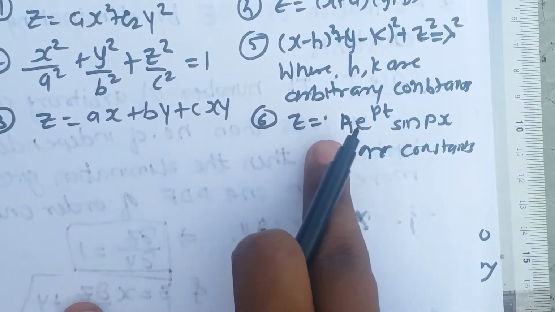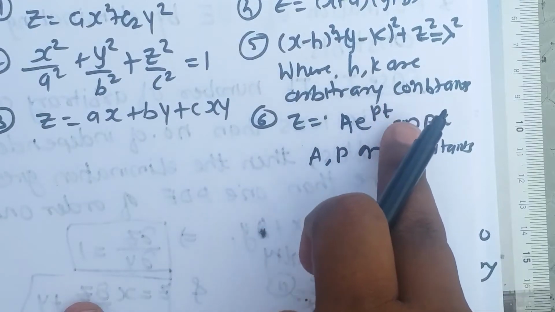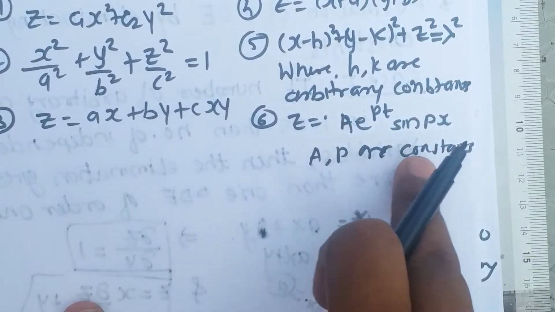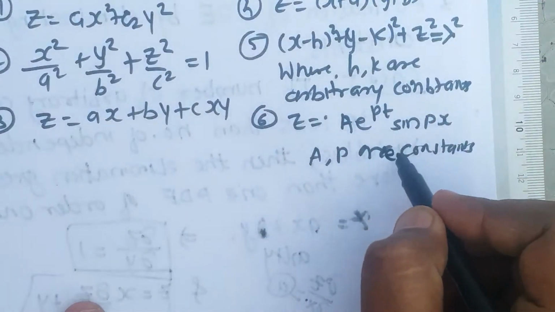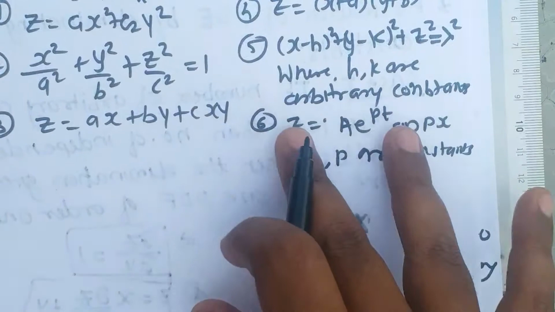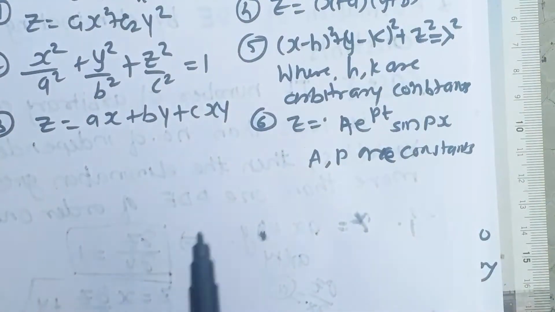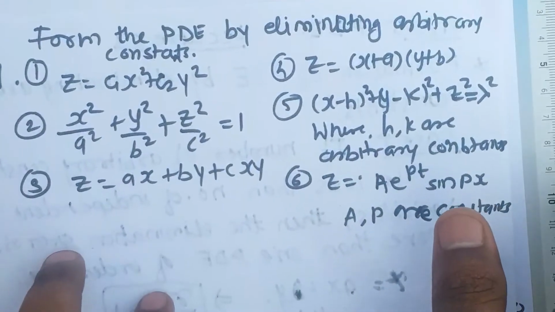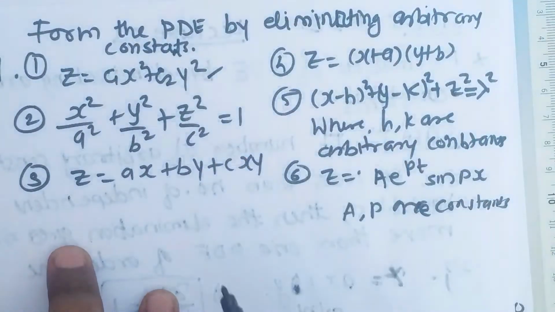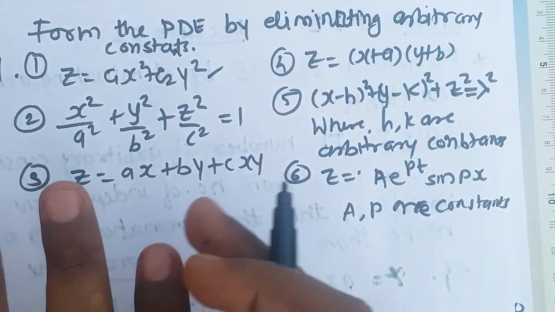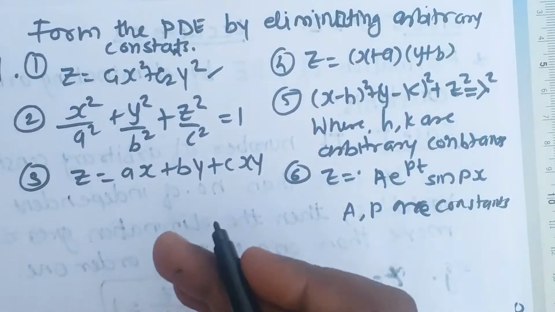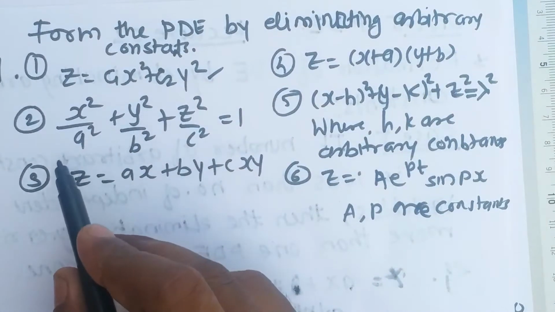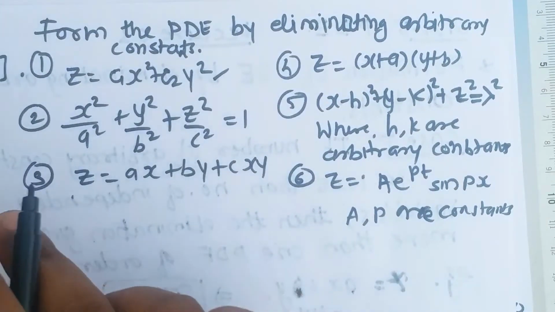Then the last problem, z equal to a e raised to pt into sin px. x and t are independent variables, a and p are the constants. So it is mentioned that a and p are the constants. So 2 arbitrary constants we are having for this problem. Now let us see what happens in the calculation. The first problem is very easy to do, so you try. We have one previous video also of this type of problem we have done. Now let us solve problem number 2, where we have 3 arbitrary constants.